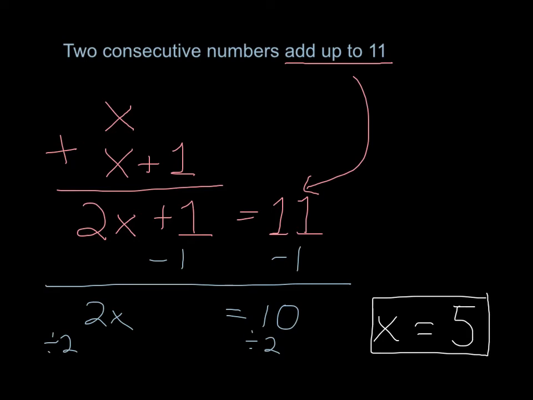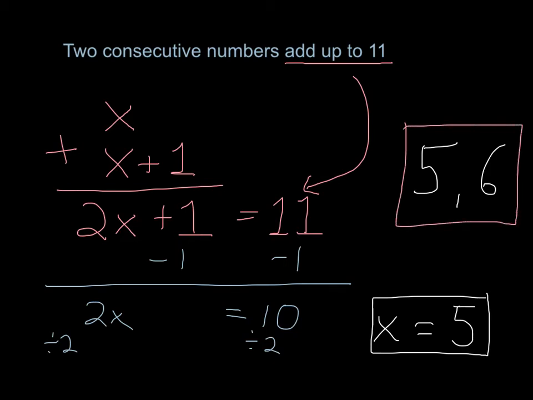But that doesn't answer the problem. That only gives me the first one. So to say what 2 consecutive numbers add up to 11, I have to say 5 and 6. That is the answer to the question.